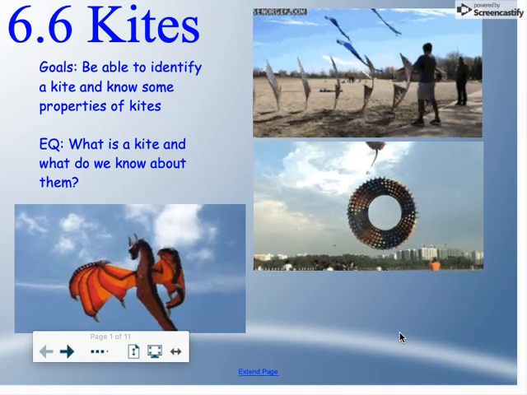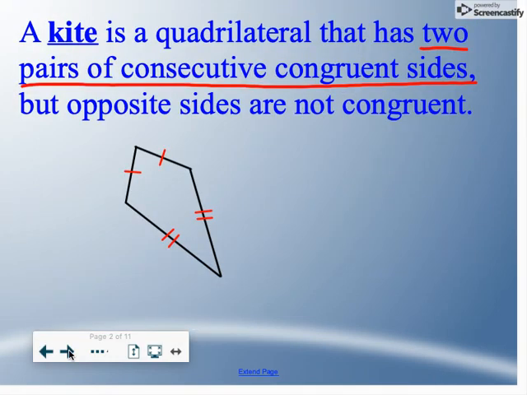So our first idea here: a kite is a quadrilateral that has two pairs of consecutive congruent sides, but opposite sides are not congruent. So notice we have two sets of sides here. Those two are congruent, these two are congruent, but opposite sides are not. Again, with any of these theorems, if you need to pause the video, please feel free to do so, but I'm going to move forward here.